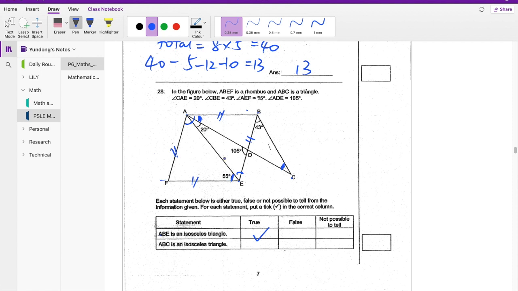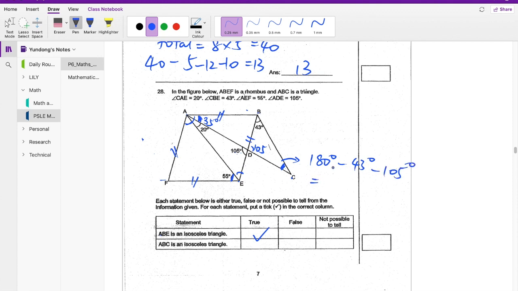For the rhombus, these 1, 2, 3, 4 are the same angle. So it's 55. So this one is 55. So this one is 35. Then how about this one? Well, this one we see that this is 105, right? So this angle is the opposite angle. So it's also 105. So this angle equals 180 minus 43 minus 105.